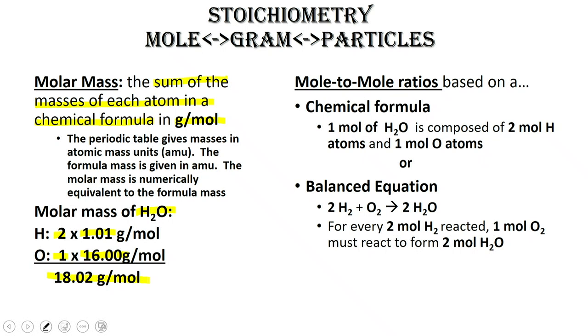In addition to the molar mass, a lot of times we need to have a mole-to-mole ratio when we are doing these conversions. And we can have 2 different mole-to-mole ratios. One type of mole-to-mole ratio is going to be based on a chemical formula. So looking at water, the chemical formula of water, water is composed of, if we have 1 mole, 6.02 times 10 to the 23 molecules of water, well, that whole giant lot of molecules of water has a total of 2 moles of hydrogen atoms and 1 mole of oxygen atoms, simply from the formula.